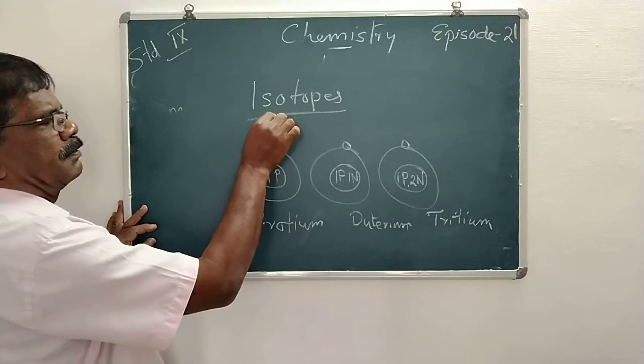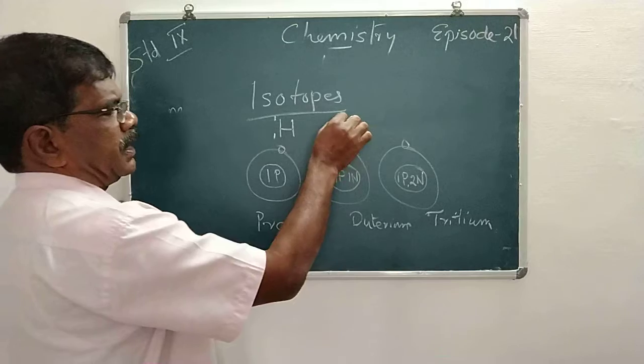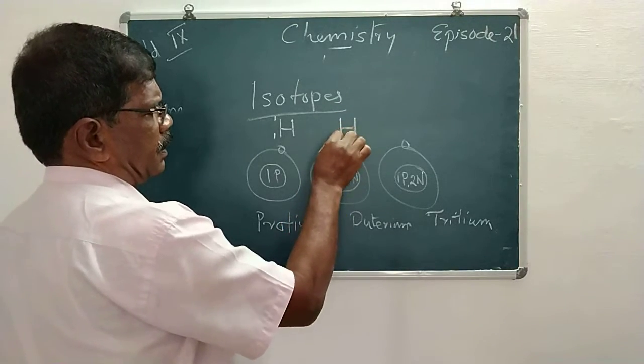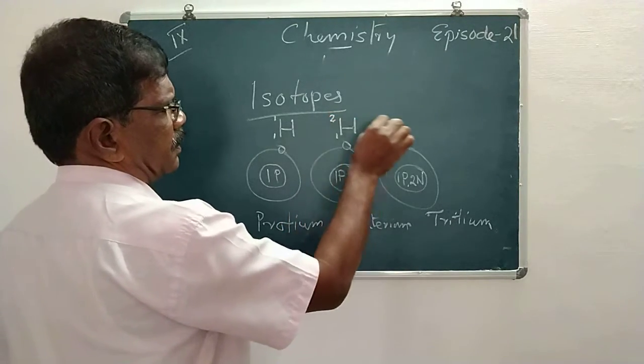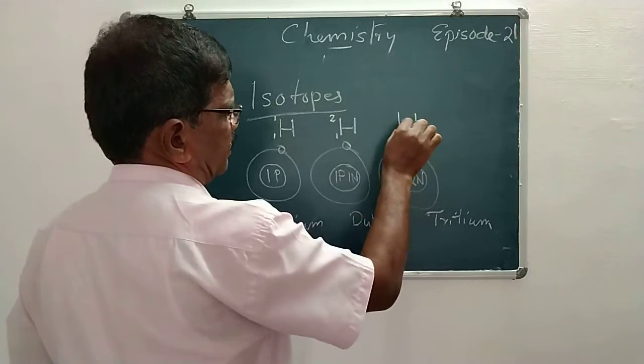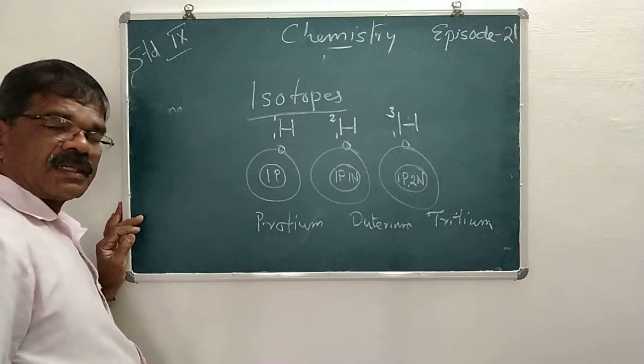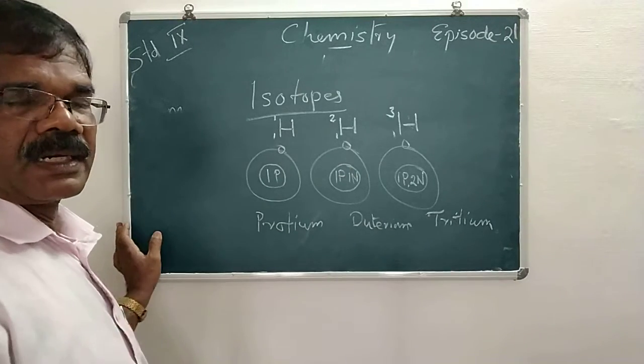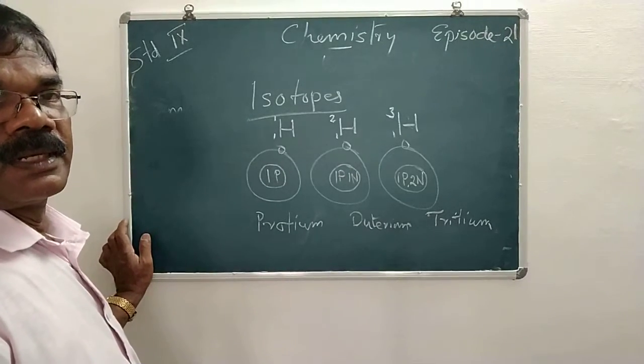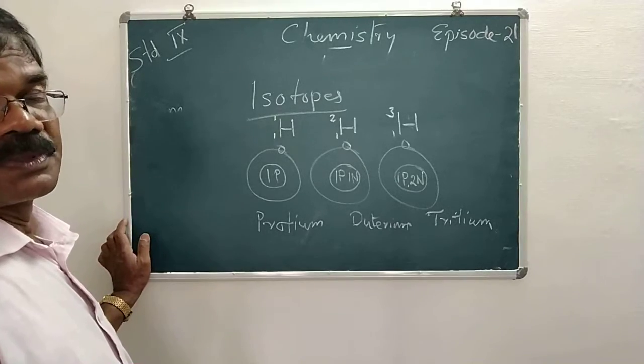Atomic number 1, mass number 1. Deuterium, atomic number 1, mass number 2. Tritium, atomic number 1, mass number 3. Protium, deuterium, tritium. So you get a clear idea about protium and the isotopes.